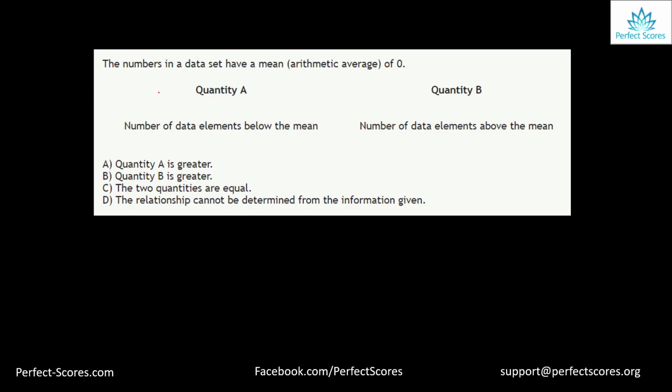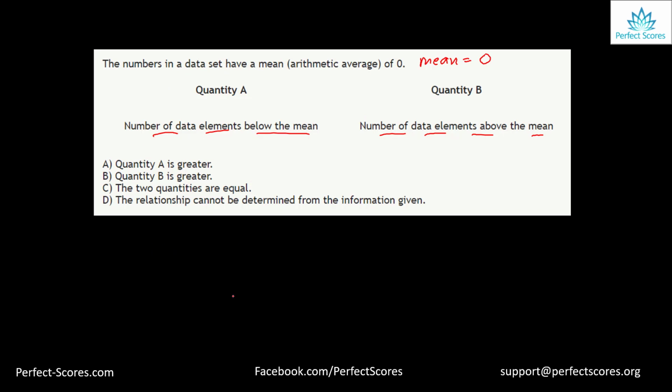So this is the question we have. It says the numbers in the data have a mean 0. I like these questions. So the mean is 0, and the number of data elements below the mean and the number of data elements above the mean. Oh, I think the answer should be D, but let me think about it. Let's just try to get some scenarios here. That will actually help.